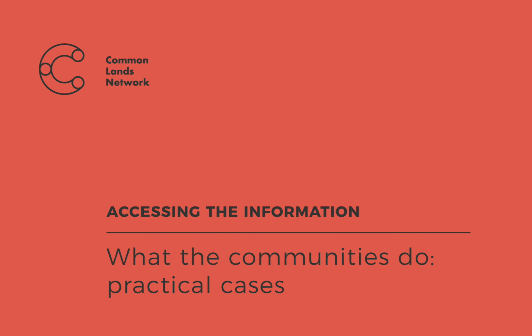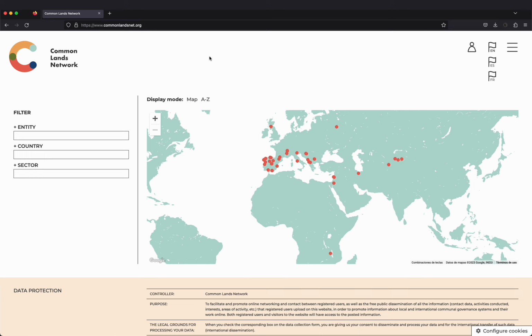Accessing the information. What the communities do. Practical cases. Another very interesting source of information are the practical cases. These are particularly intriguing initiatives that have been promoted by or enjoy the participation of communities that govern the commons. They are posted on the website to disseminate their work, inspire ideas, and help other organizations and entities find solutions.